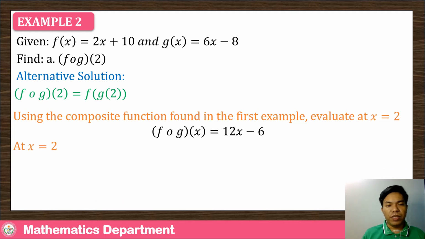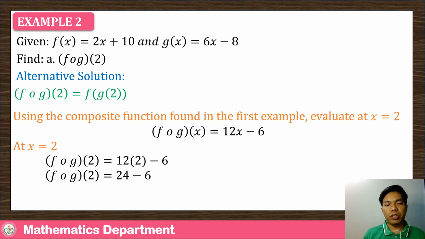So meaning to say at x equals 2, we will have f composed of g of 2 is equal to 12 times 2 minus 6. And 12 times 2, that will give us 24. And 24 minus 6, that will give us 18. So as you can see, the same yung answer na nakuha natin dito.